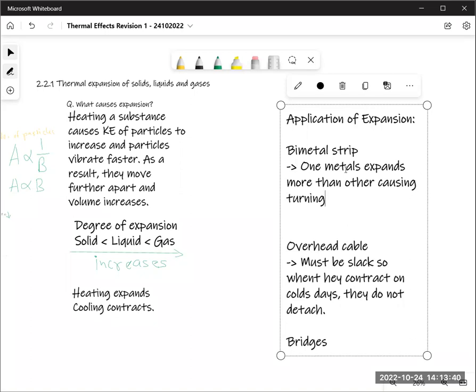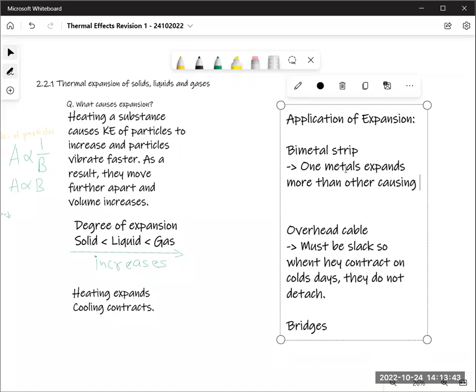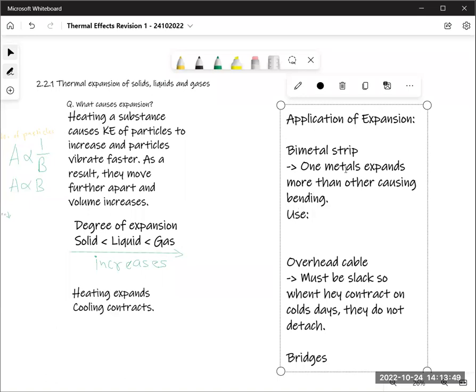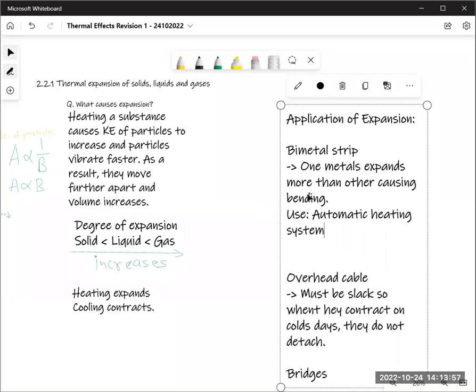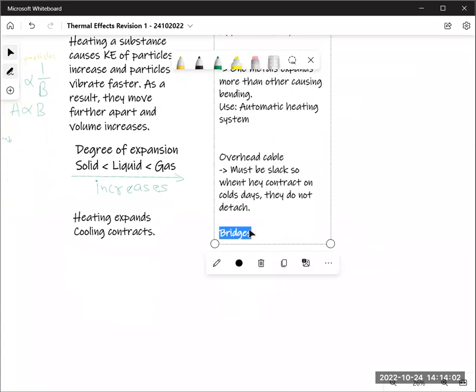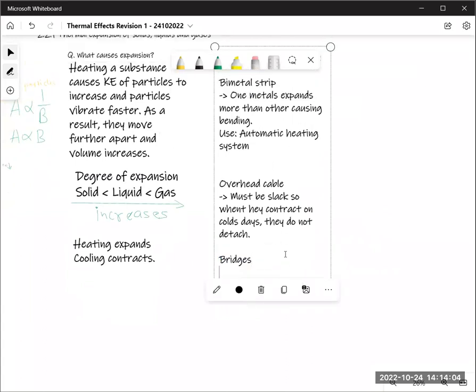One metal expands more than another, causing a bending effect. Uses in automatic heating systems. Now, have you done the bimetal strip? Do you know what it is? No.